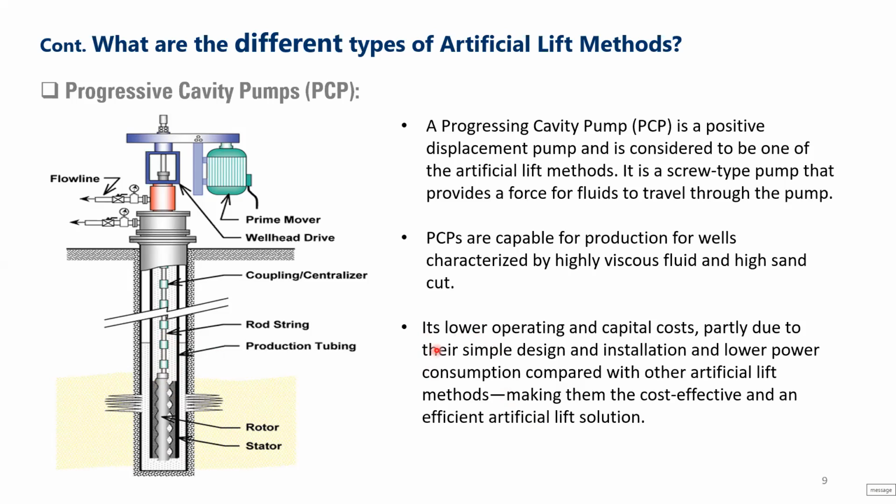PCPs are capable of producing from wells characterized by high viscous fluid and high sand cut. This gives the PCP an advantage over some of the other artificial lift methods, because of the mechanism of the pump, it can produce heavy fluids with low APIs and high sand, because the rotation of the PCP is very low compared to the ESPs that rotate at a very high speed.